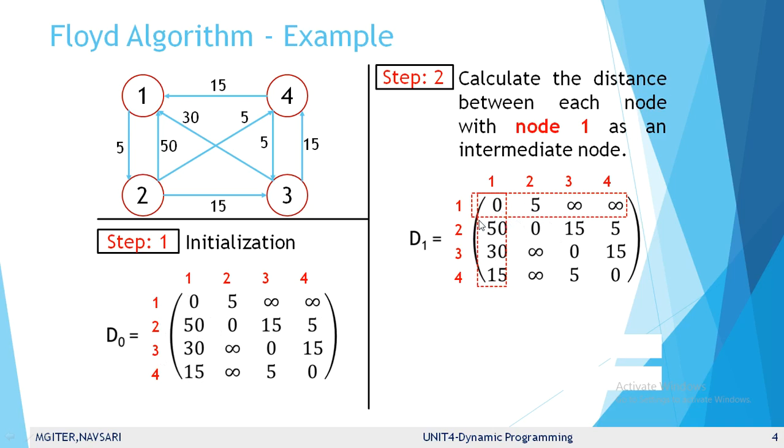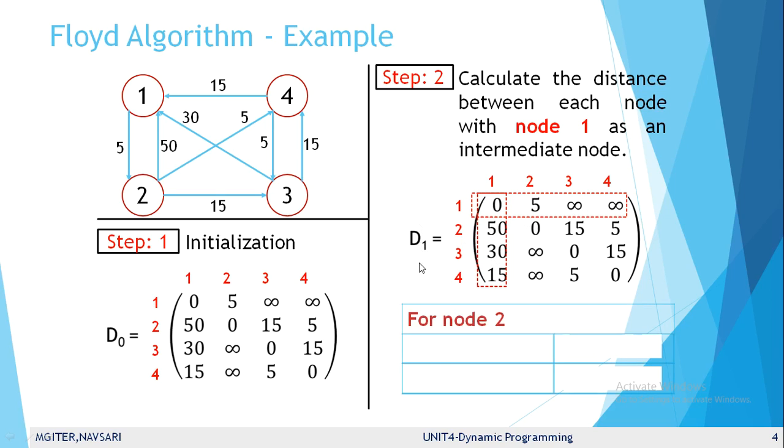There is no need to change, and we write the diagonal 0. Now compute the shortest path between 2 to 3, because the diagonal is 0, and the first row and first column are the same. So find the distance from 2 to 3 via intermediate vertex 1. For node 2, 2 to 1 is 50 and 1 to 3 is infinity. So 50 plus infinity is infinity, and the direct 2 to 3 distance is 15. Which one is less? This one is less, so there is no need to change here.